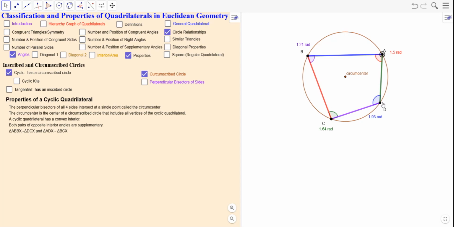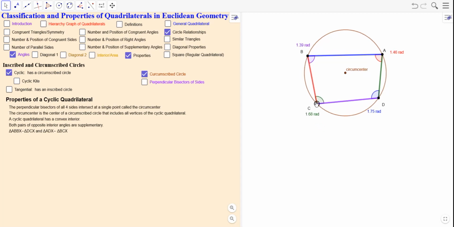In fact, whether it's cyclic or not, if you get any two angles that are supplementary, whether they're opposite or consecutive, the other two have to be supplementary as well, because all four of them add up to 2 pi, or 360 degrees. So when you add two of them together, if that's already pi, subtract that from 2 pi, and the other two have to add up to pi as well. So we get that result as well.